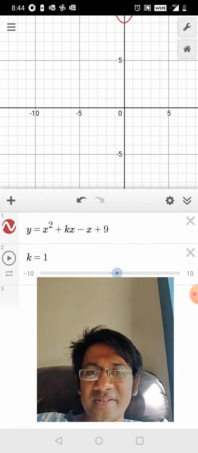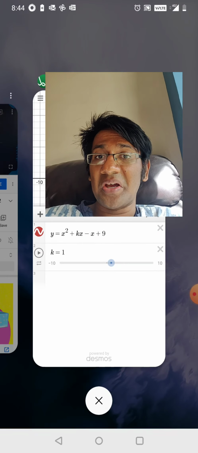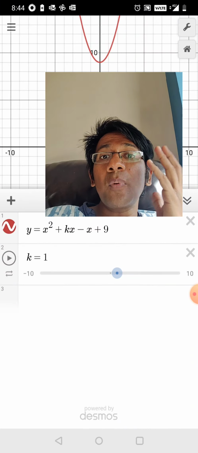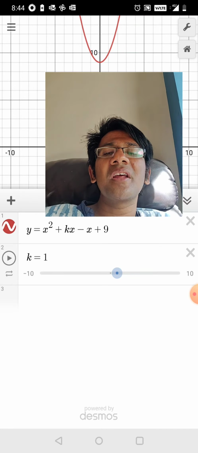But k is not 1. Remember, the problem is something else. The problem is saying k can be less than 5, minus 5. At what point is it strictly above? In what range is it strictly above?